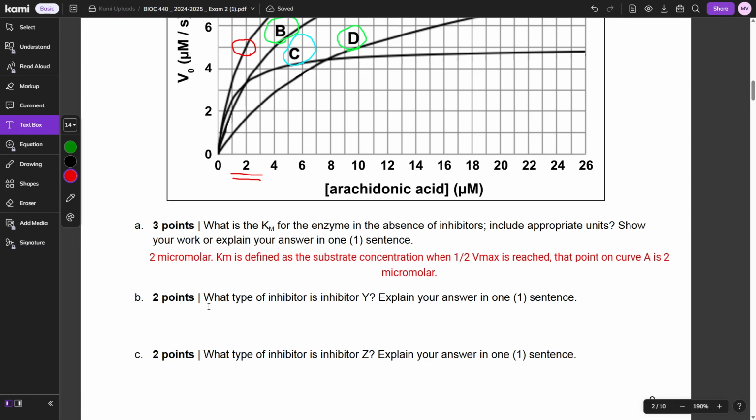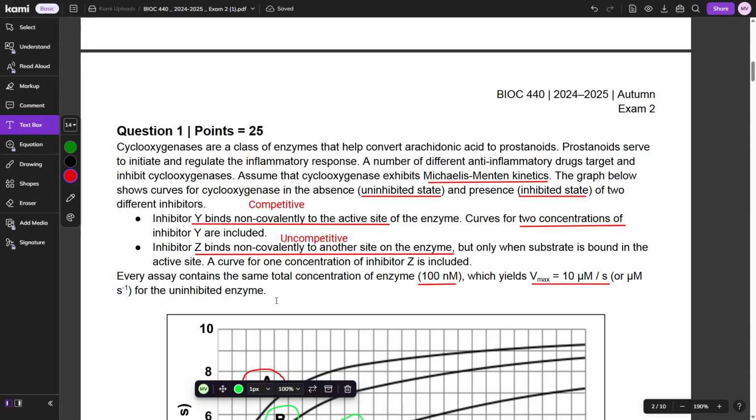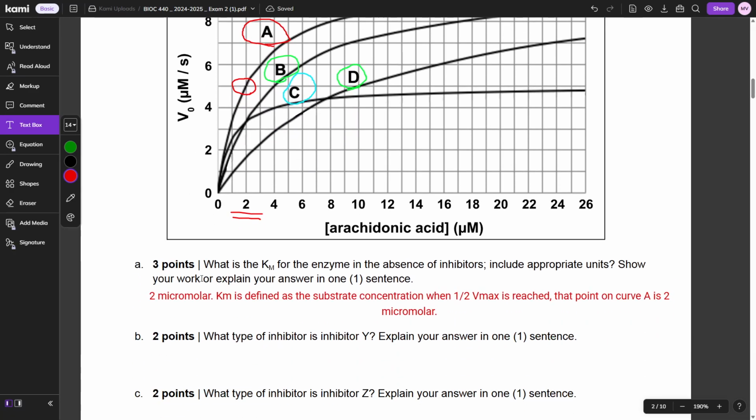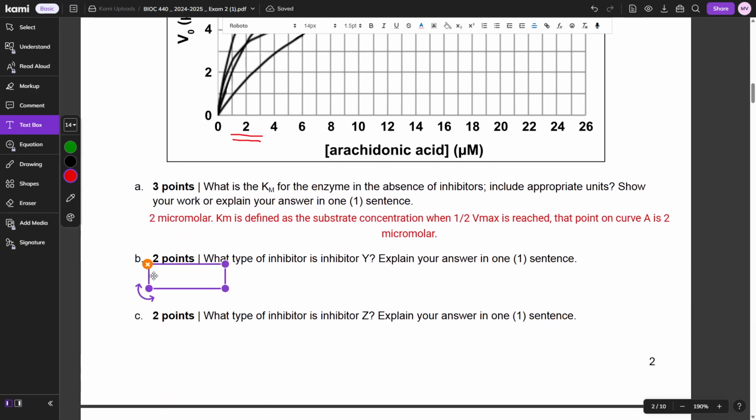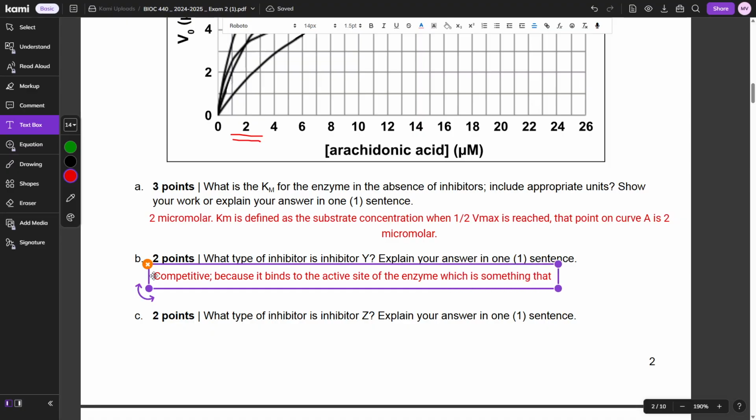So we'll go ahead and move on to part B. Part B and part C are actually relatively simple. What kind of inhibitor is Y? It binds non-covalently to the active site. Binding to the active site, it's competitive, right? And why is it competitive? It's because it binds to the active site of the enzyme, right?